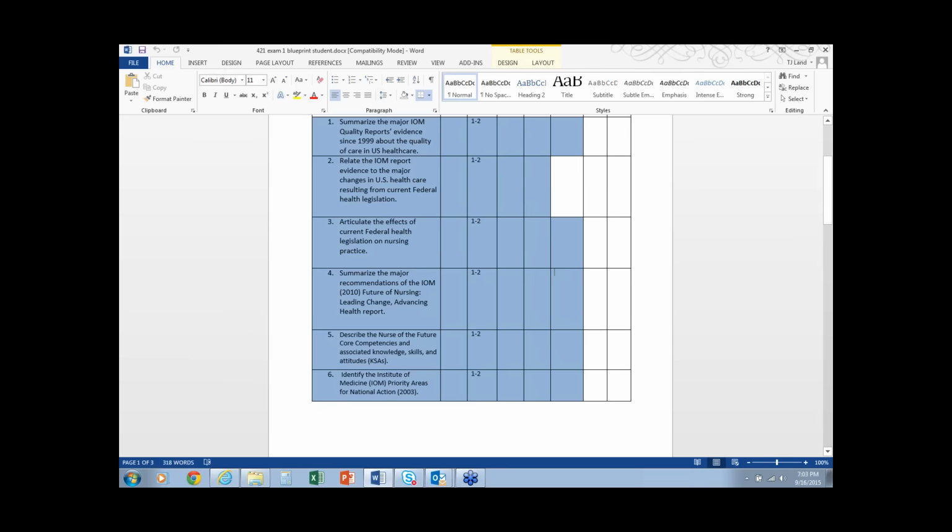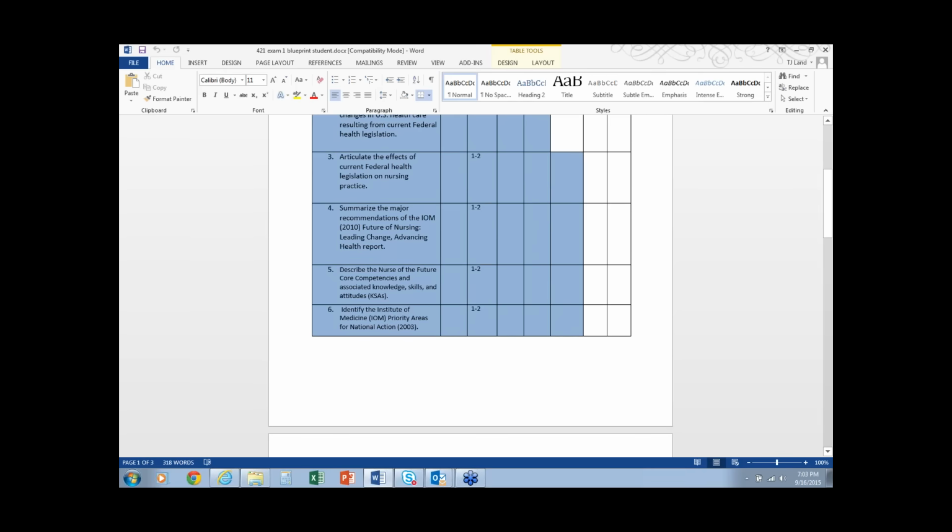The fourth objective says that you are to summarize the major recommendations of the IOM from 2010, Futures Nursing, Leading Change, Advancing Healthcare Report. So the big thing here is those 8 recommendations that we just did, but we also have to know that this is where we actually talk about the Nurse of the Future core competencies and the associated KSAs that go with those. That'll be number 5. So 3 and 4 go together, but 5 is where we start talking about what you've been learning the entire time you've been in school here. The Nurse of the Future's core competencies, and then what are your knowledge, skills, and attitudes that you use and actually do in order to meet those particular core competencies.